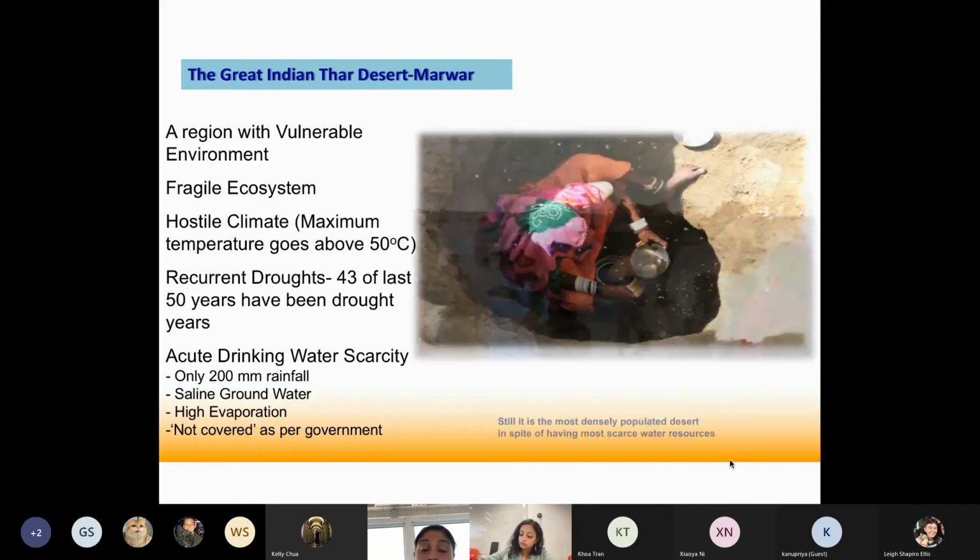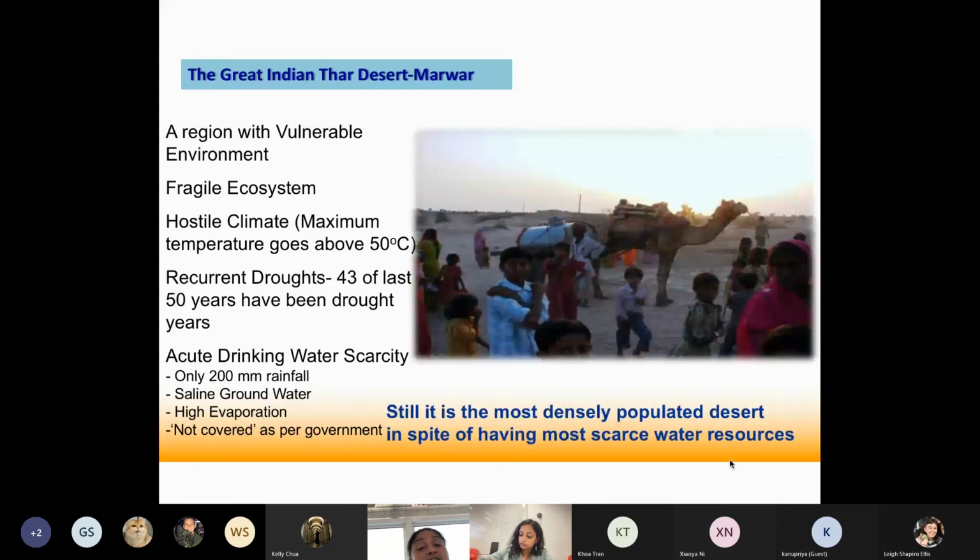But still, the Thar Desert is the most densely populated desert in the world. We have about 90 people per square kilometer. If you were to compare it to other deserts like the Sahara Desert, Sahara has only about 9 to 10 people per square kilometer. So, obviously, the pressure of population is extremely high in the desert.